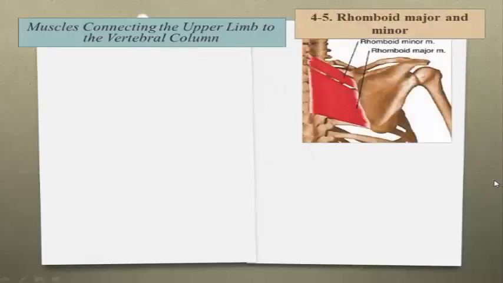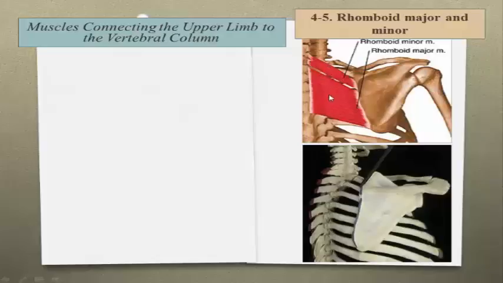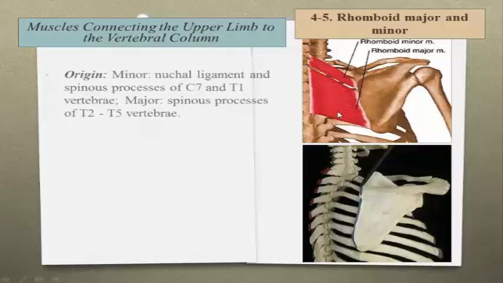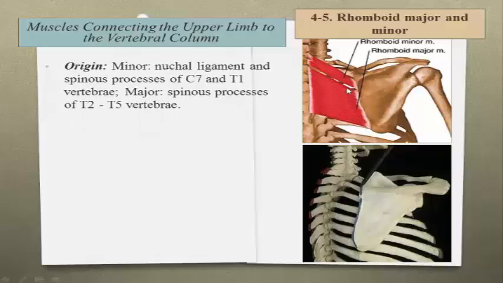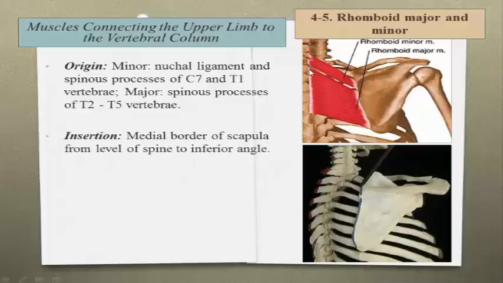And we have two twin muscles. They are called rhomboid major and rhomboid minor. They are very similar in shape. The only difference is the size. The rhomboid minor arises from the nuchal ligament and the spinous processes of C7 and T1. And the major one arises from the spinous processes from T2 to T5. And the fibers go downward and laterally to insert along the medial border of the scapula.